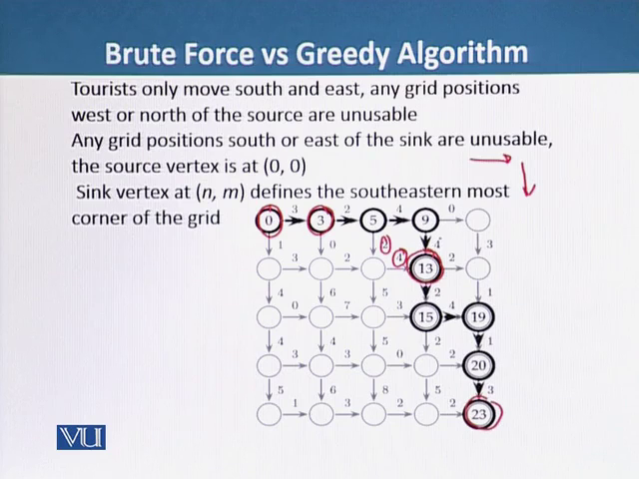We assume that the source vertex is 0,0, because whenever the tourist starts from the source, the value will be 0,0. But the sink value will be N,M. That defines the southeasternmost corner of the grid. So this is the sink and it is denoted as the N,M value.